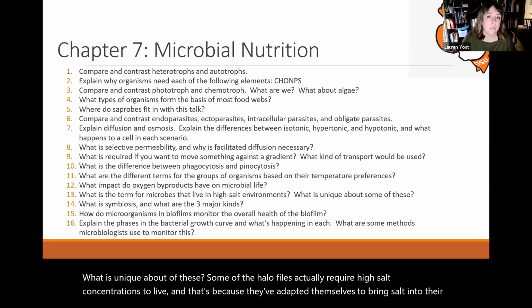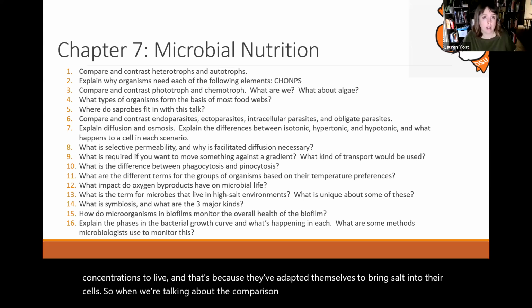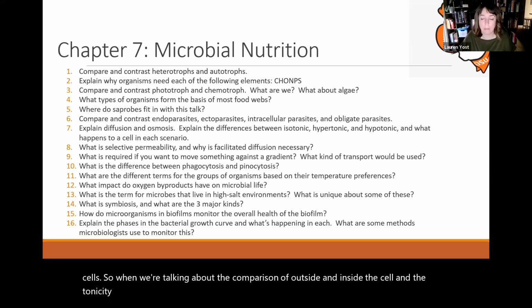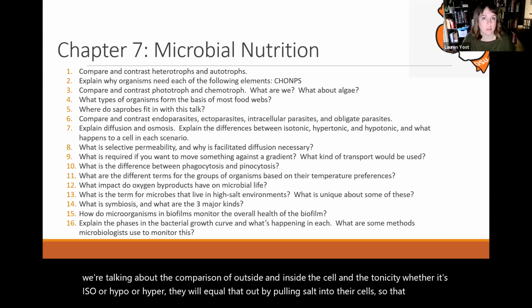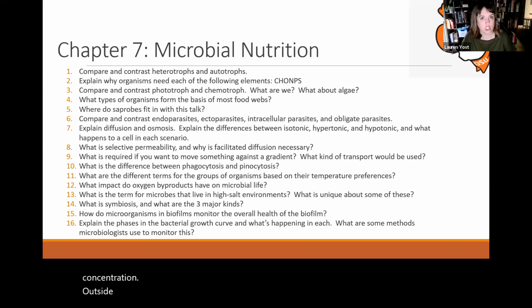So when we're talking about the comparison of outside and inside the cell and the tonicity, whether it's iso or hypo or hyper, they will equal that out by pulling salt into their cells so that if it's high concentration outside, it'll also be high concentration inside. And that makes it isotonic for them in that environment.